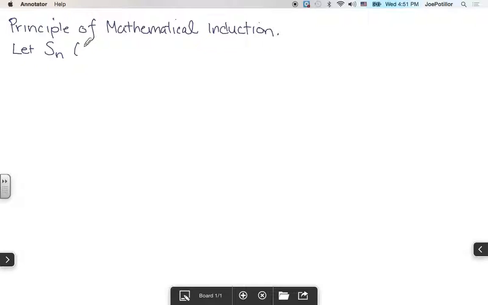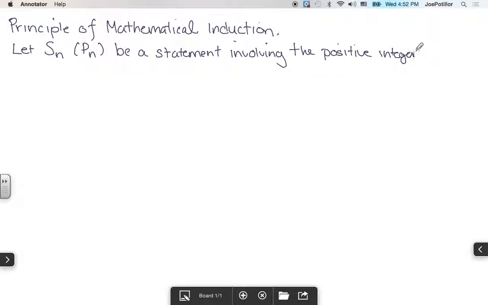Your book uses P of n. That's okay. So let S of n or P of n be a statement involving the positive integer n. This is our weak form.